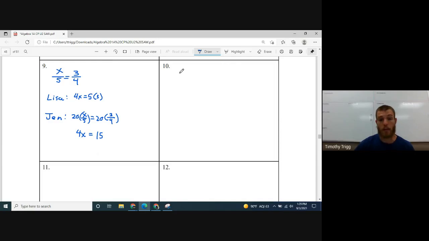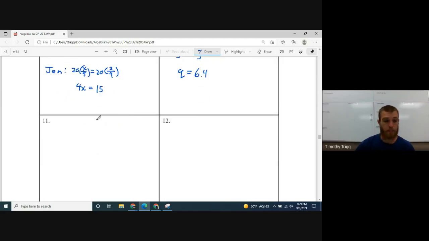Question 10. So this one says Q over 8 equals 4 over 5. So what we're going to do is cross multiply. So that's 5Q equals 4 times 8 is 32. Go ahead and divide both sides by 5 to get Q by itself. That'll give you that Q equals 6.4. You can divide that in your calculator.